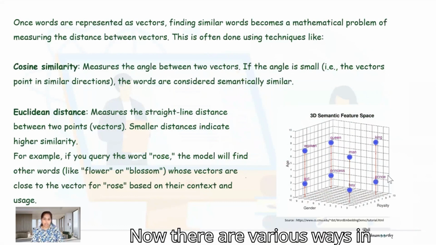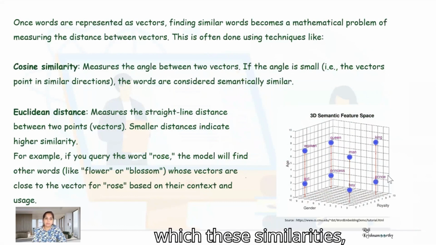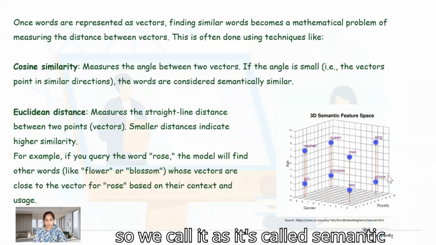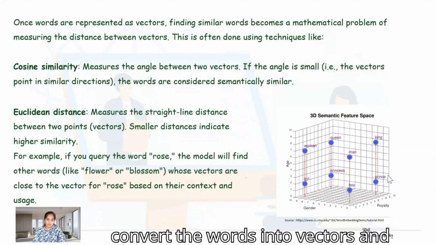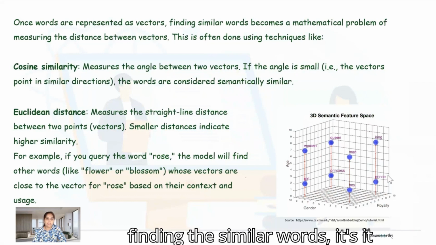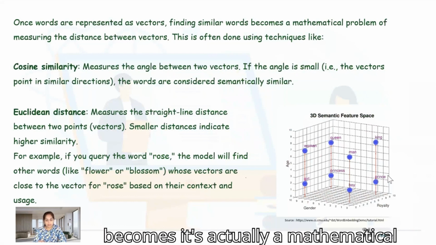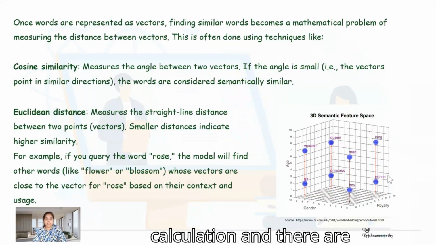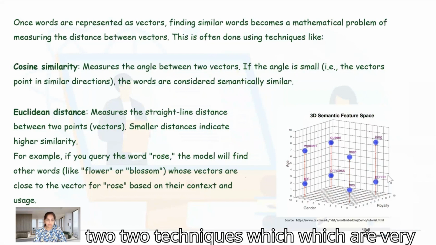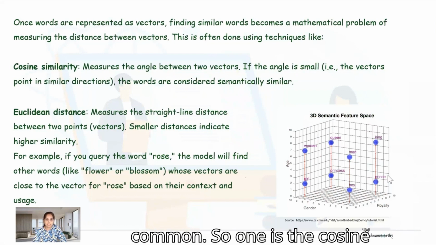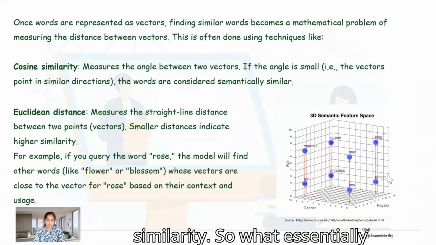Now, there are various ways to find these similarities. It's called semantic search. Once you convert the words into vectors and find the similar words, it's actually a mathematical calculation. And there are two techniques which are very common. One is the cosine similarity.